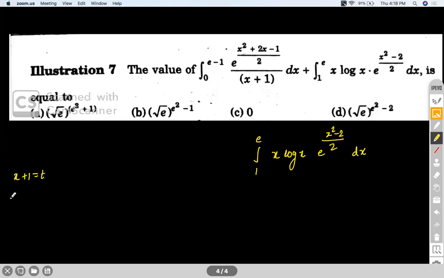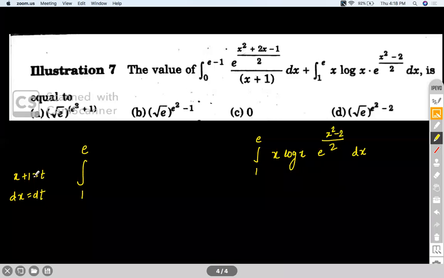as t, correct? So dx will be equal to dt. Limit of integration will change from 1 to e. Hope everybody knows how to change the limit of integration. It's very simple. When you put x as 0, t becomes 1. So lower limit will become 1. When you substitute x as e minus 1, t will become e. So upper limit will become e.